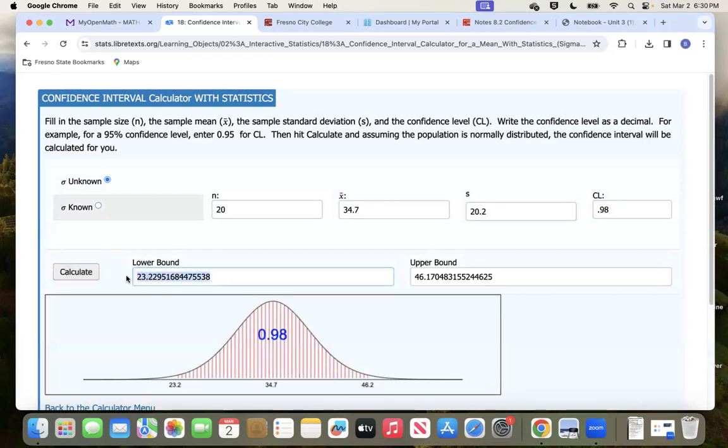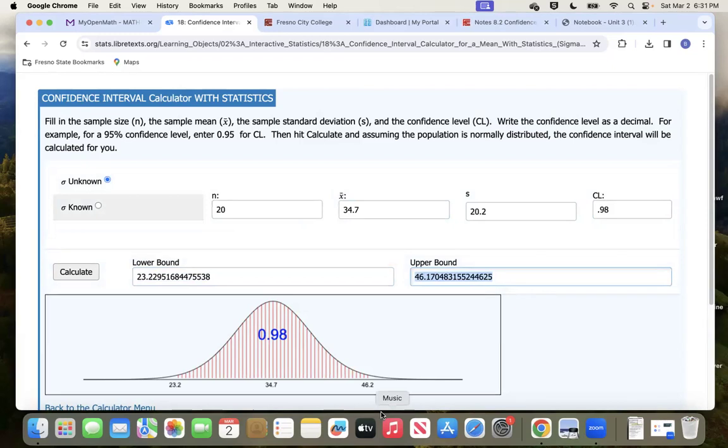I'm going to write these down. Lower bound is 23.2295. And the upper bound is 46.1705. Well, I'm going to go 5 decimals, just to be safe: 46.17048. You see those on the screen. I took 5 decimals. Okay, now let's go back.